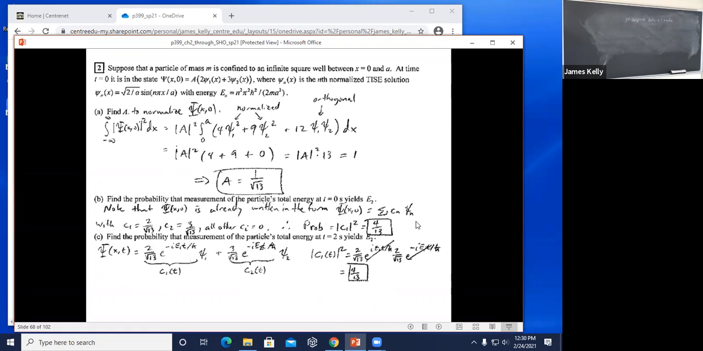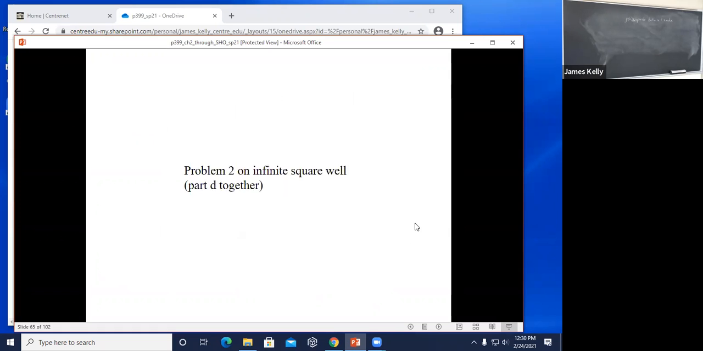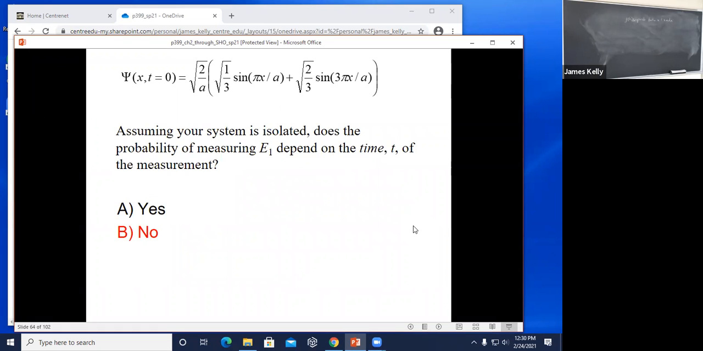I think there was a voting question back here that I just skipped over and we're not going to do it, but here it was a follow-on to the previous one. Assuming your system is isolated, does the probability of measuring E1 depend on time of the measurement? And the answer is no. C1 of t has a complex exponential part that goes with it. But when I take C1 star times C1, the complex exponential parts cancel each other out, and we get the same answer we do at time t equals 0.